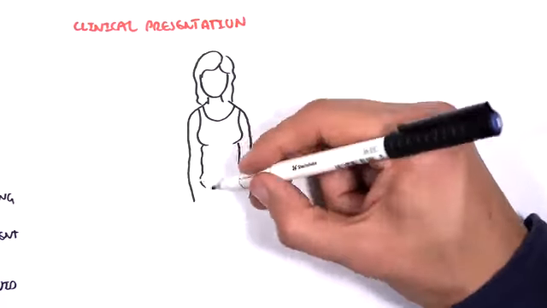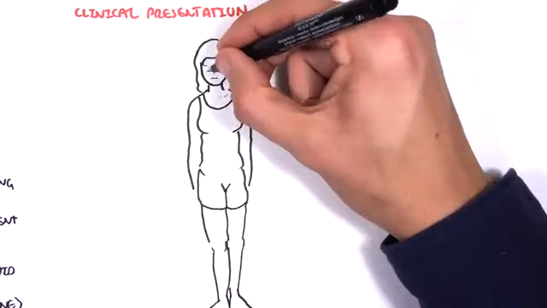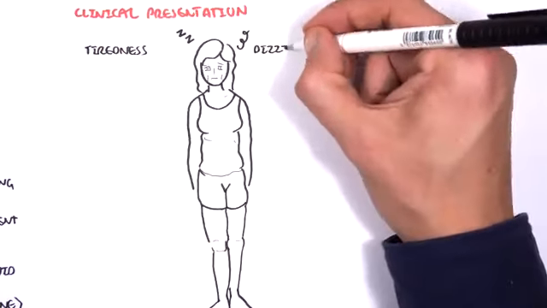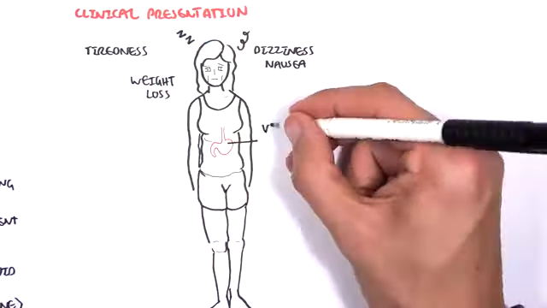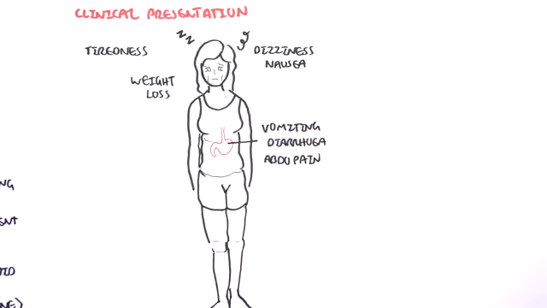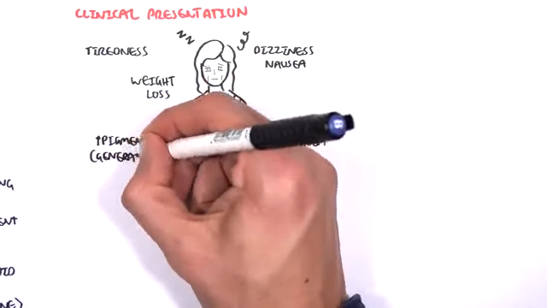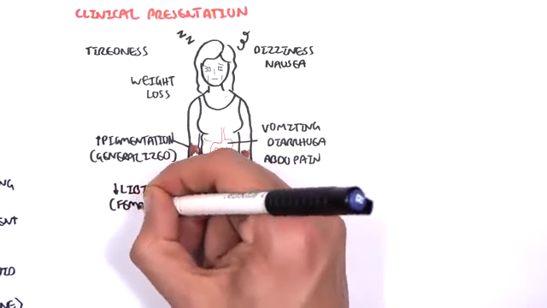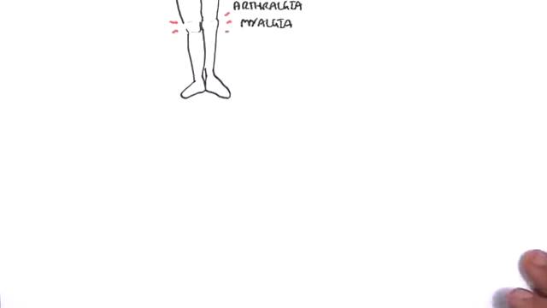As we've learned, Addison's disease is essentially primary adrenal insufficiency. And so the clinical presentation includes tiredness, dizziness and nausea, weight loss, vomiting, diarrhea, abdominal pain, hyperpigmentation, which is generalized, decreased libido, which is mainly in females, arthralgia and myalgia.